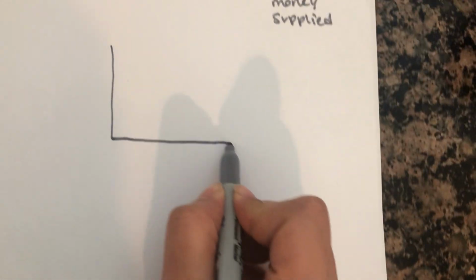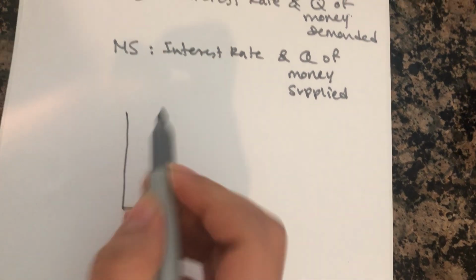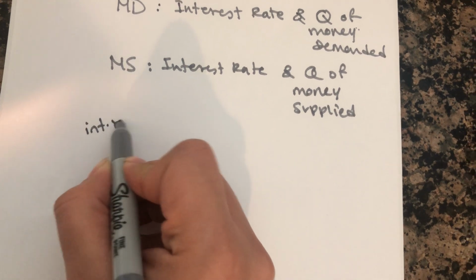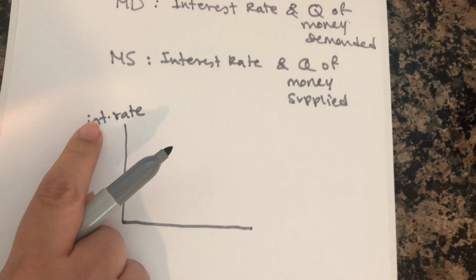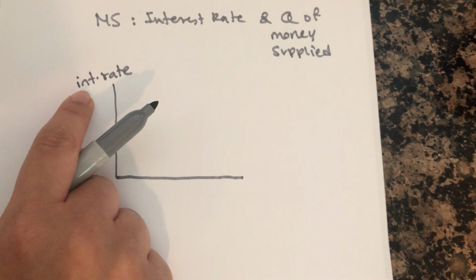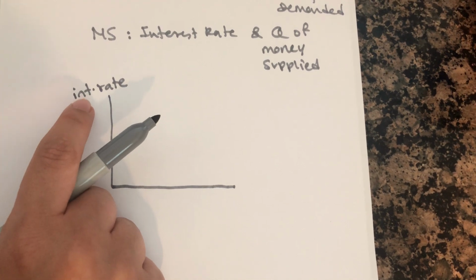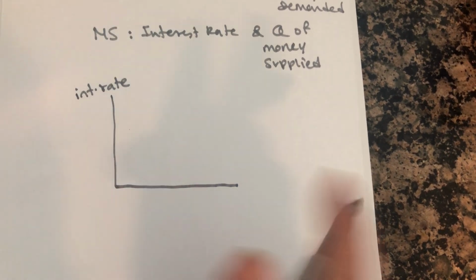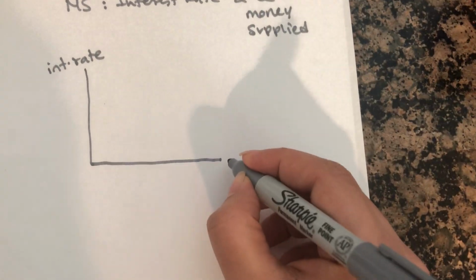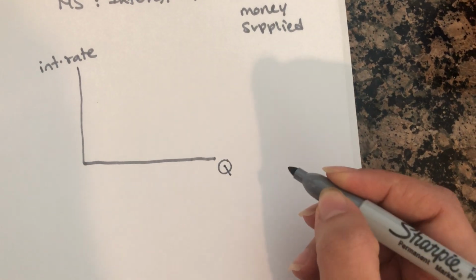Just like chapter 3, we are going to put our price on the y-axis. Our price here is the interest rate, which is nothing but the opportunity cost of holding money, okay? Remember, we defined opportunity cost in the first chapter. If you don't remember the definition of opportunity cost, definitely review chapter 1. And then on the x-axis, just like chapter 3, we have our quantity.